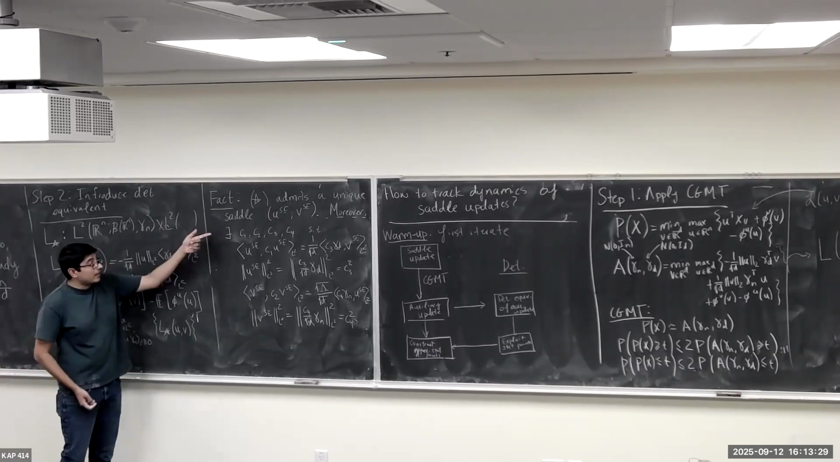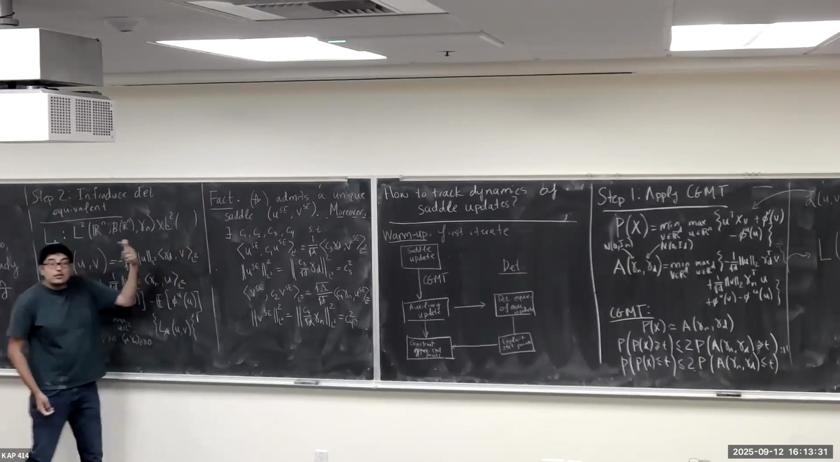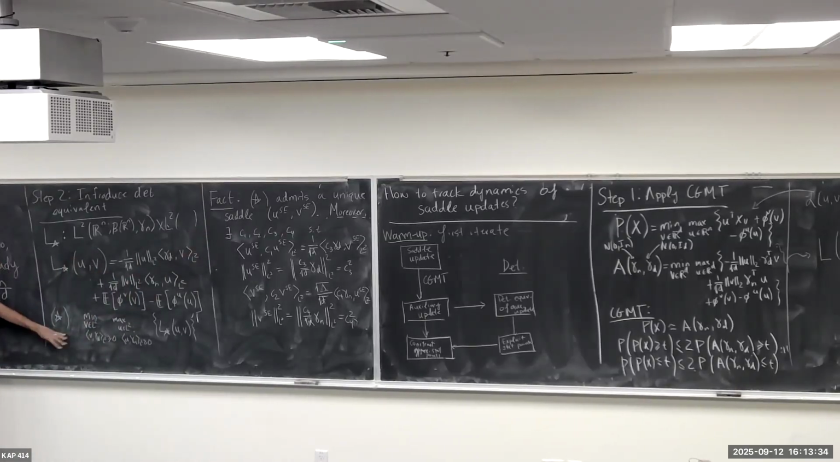Now, in the proof of the fact, which we won't show today, it turns out that the KKT condition of this star problem in this Hilbert space, by some miracle, coincides with the KKT condition of this unconstrained problem.